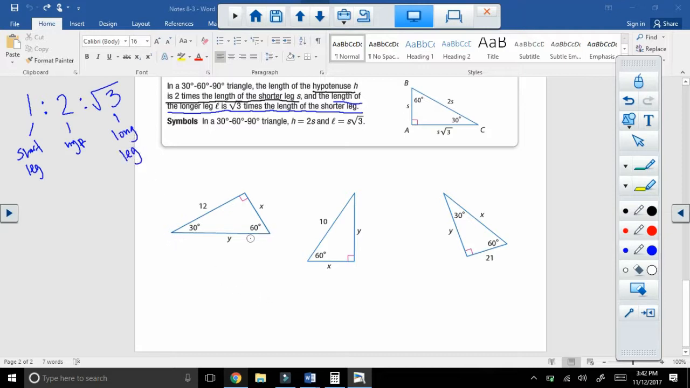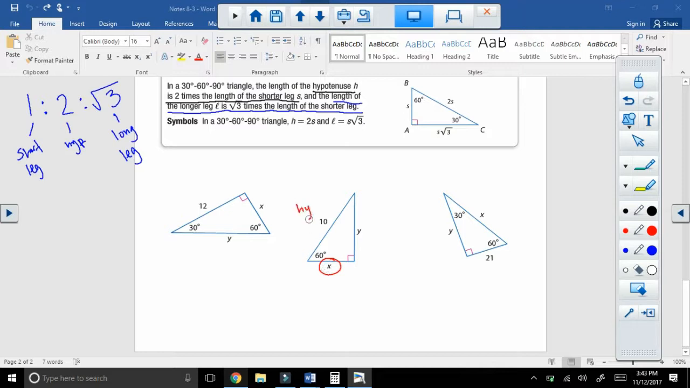So I'm going to skip this first example right now and do these two, and I'll just kind of show you how you're going to use it. If you're going from a shorter side to a longer side, you multiply, and if you're going from a longer side to a shorter side, you're going to divide. If I don't have the short leg, I always find that one first.